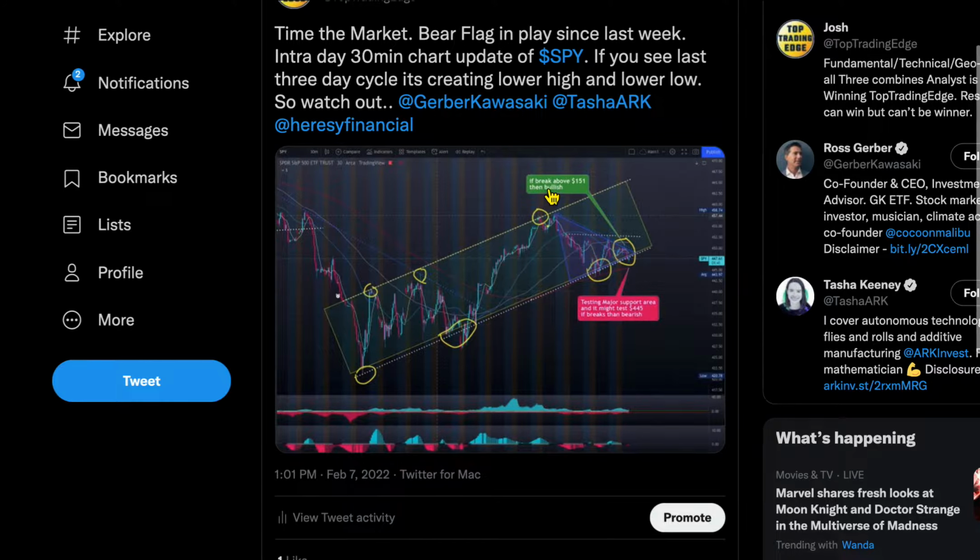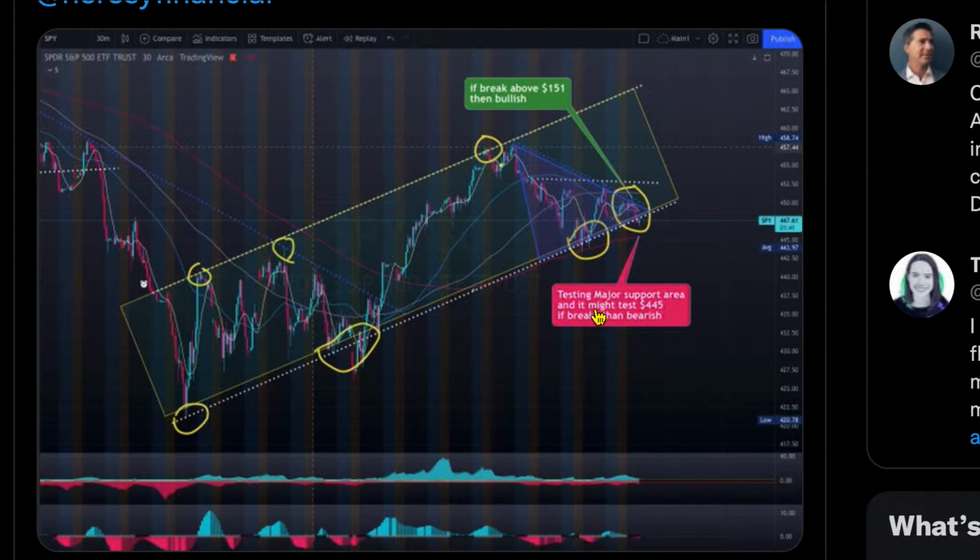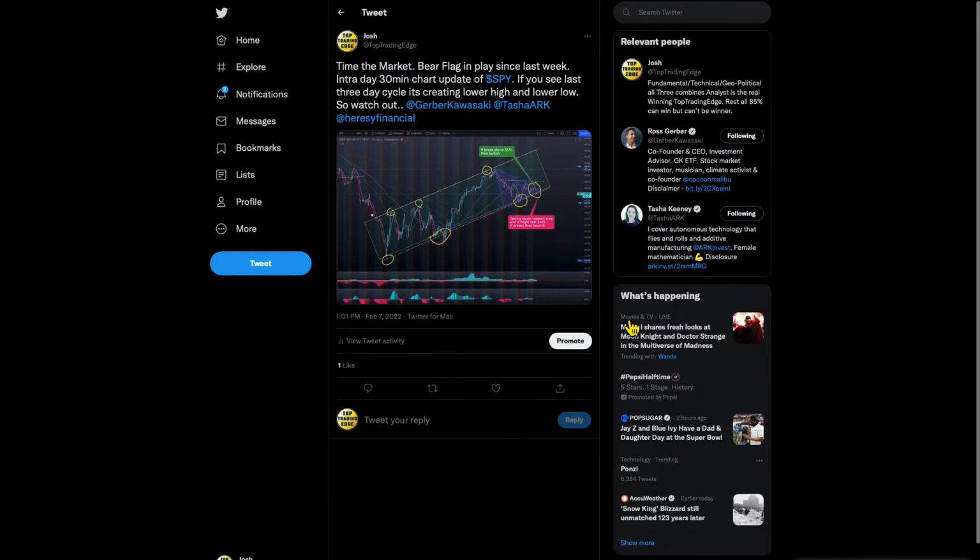And I said if it breaks above this, that's the pennant I drew. But if you look at the bottom right, it's testing a major support area, and if 445 breaks, then it's a bearish sign, right? So this bear flag, if it breaks downward, it's not supposed to break upward, but it did, I tweeted a lot, and then it broke upward, then it came down here, and eventually it broke. So 3 or 4 times it tried here, right? Then it broke this one, and this happened on the 7th.